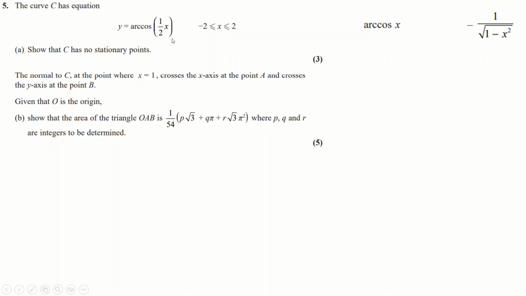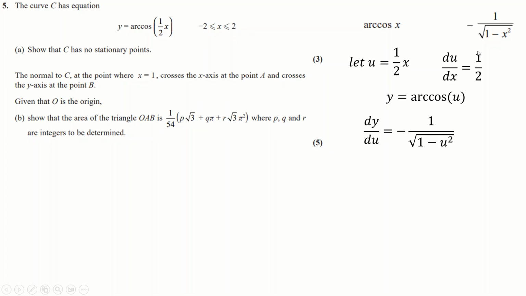The way that I did it was I just let u equal half x. It's unusual to do a substitution for a differentiation, but here we go. Let u equal a half x. And that means, of course, y equals arc cos of u. I can also say du by dx is a half, of course, just differentiating this with respect to x, and then from here, dy by du is this with a u in it, of course, just literally using the book.